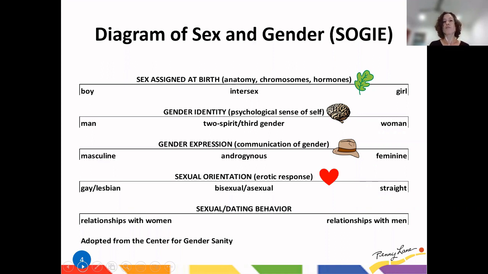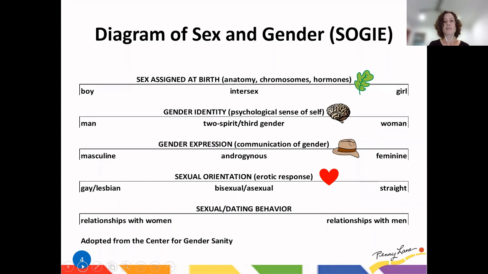Now, there's also a word for those people who are not transgender, and that word is cisgender, C-I-S, cisgender. It comes from the Latin cis, meaning same side. So if your sex assigned at birth is on the same side as your gender identity, you are cisgender. So using myself as an example, my sex assigned at birth was girl. I identify as a woman. I am a cisgender woman.